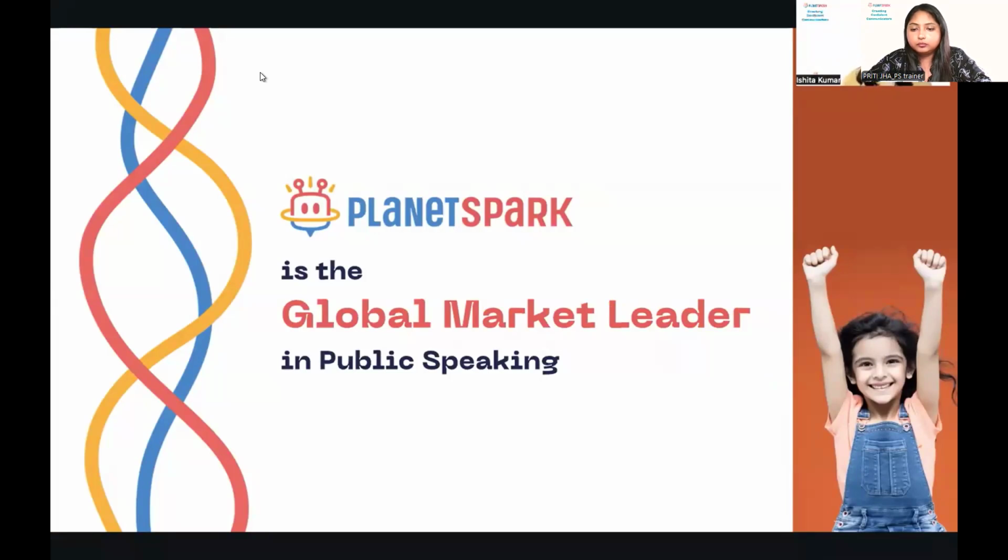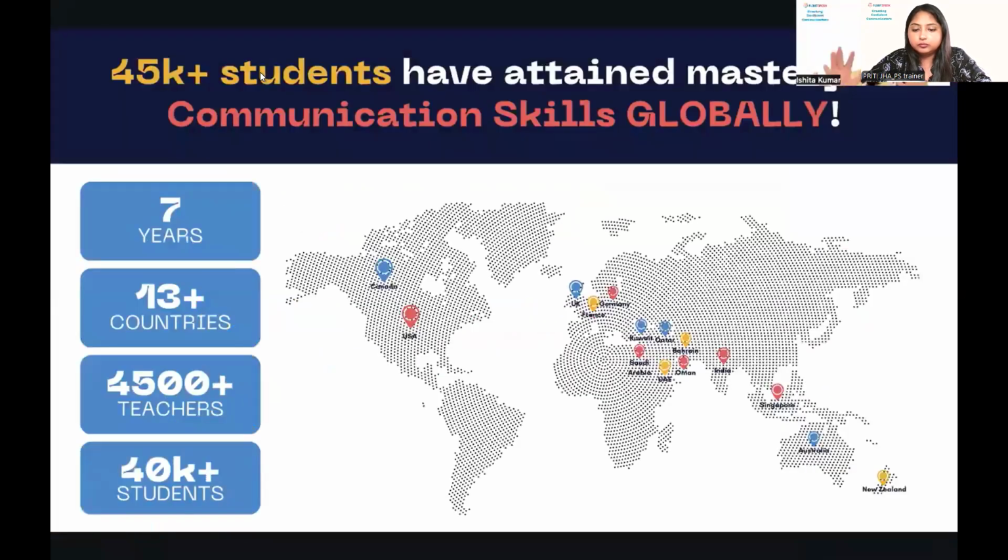So we are a market leader in public speaking. Let me just show you some of the statistics. As you can see, all these numbers on the left-hand side, sir and ma'am, Planet Spark has been here for 7 years, and you can see the world map here. We've been able to reach 40,000 plus students all across the world, especially across these 13 plus countries shown here. And we have helped them attain mastery in communication skills.